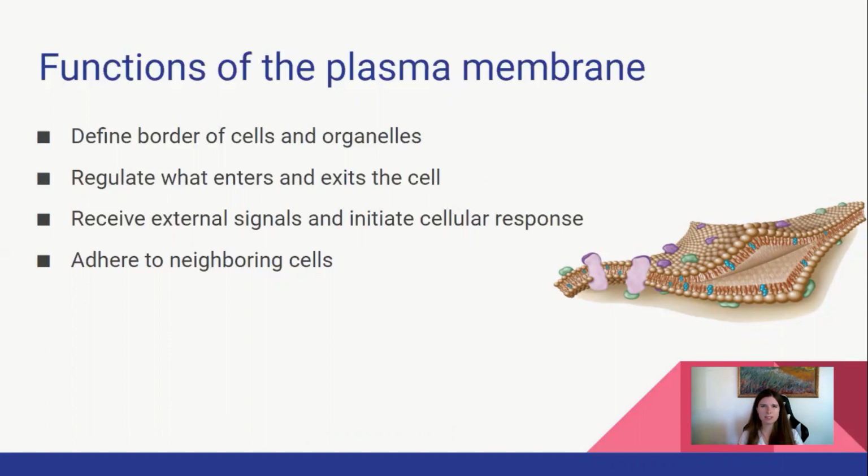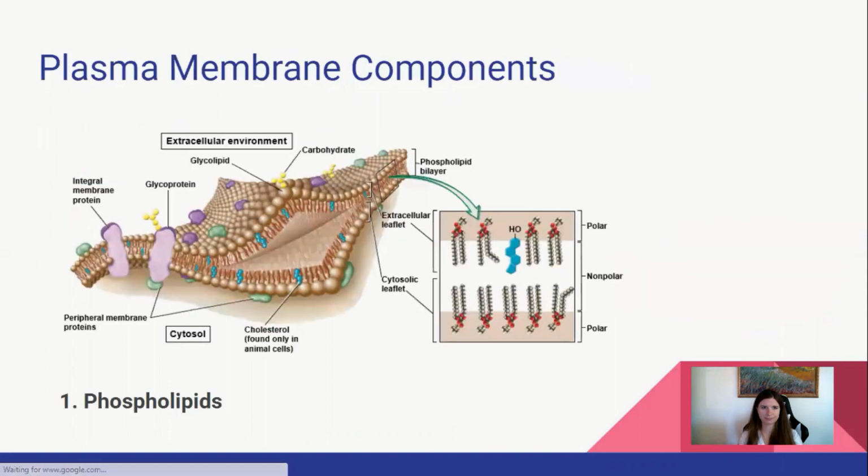At the end of this week, we'll see that some of the components of the membrane also affect how that cell is able to respond to various signals in the external environment, and also affect how it's able to attach to nearby cells. So our first super important component of a plasma membrane are our phospholipids.